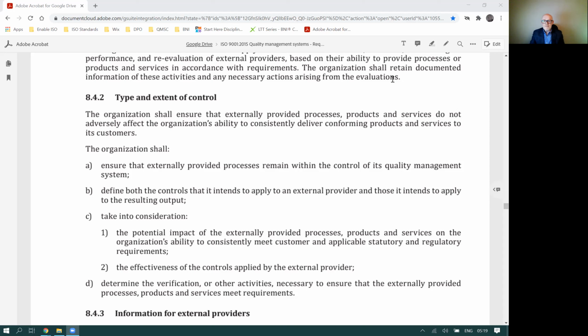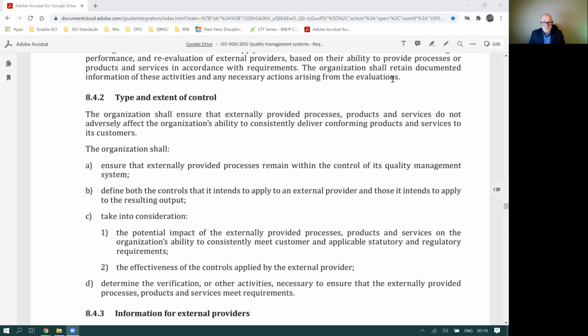2, the effectiveness of the controls applied to the external provider. So not only have you to place controls to make sure that the external provider delivers to a conformant set of criteria, there's also a consideration for the effectiveness of those controls. So it's very hard to be specific to your particular business without knowing exactly what you do and the nature of your work.